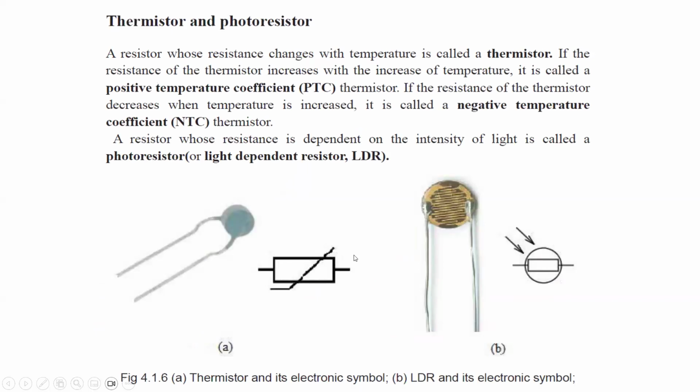Then we have the thermistor and the LDR, the light dependent resistor. What are the thermistor and LDR? Both are semiconductors. As a result, they have a negative temperature coefficient. Usually when we increase the temperature, resistance increases. But for a thermistor, it is opposite. For a thermistor, if we increase the temperature, its resistance will decrease. And same thing for a light dependent resistor.